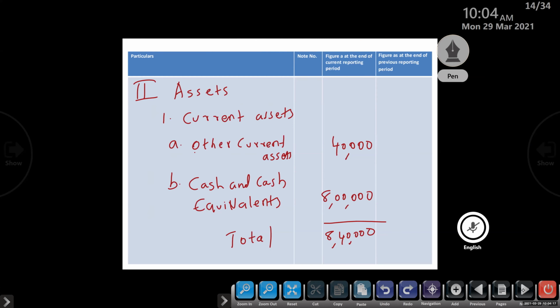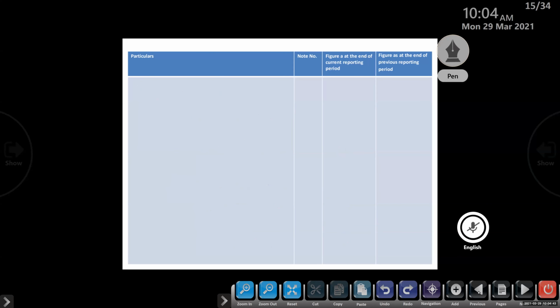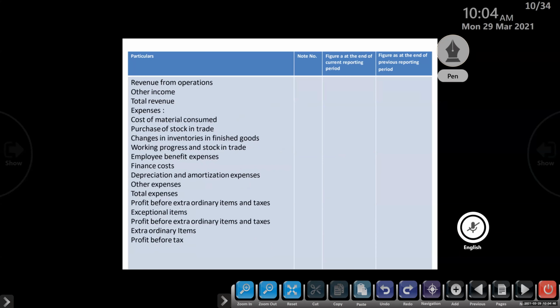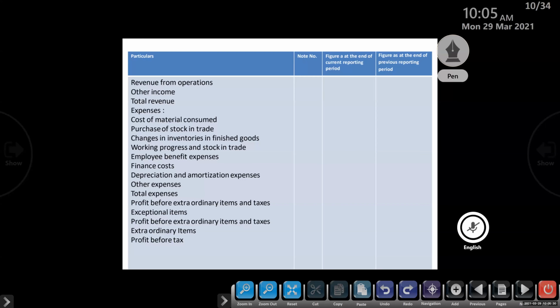As I already said, normally they ask only major heads and sub heads. So we will do that before. Next, I will teach the format of revenue from operations. That is very easy. This is the format of the statement of profit and loss account.